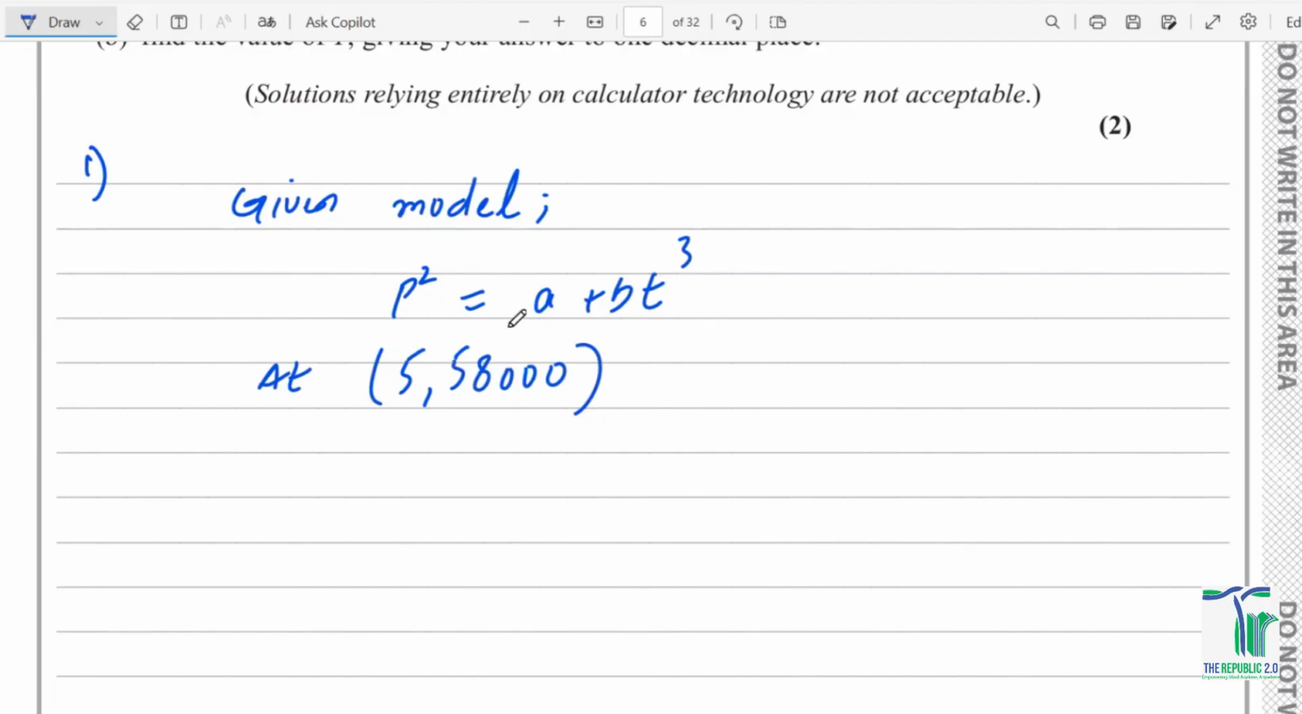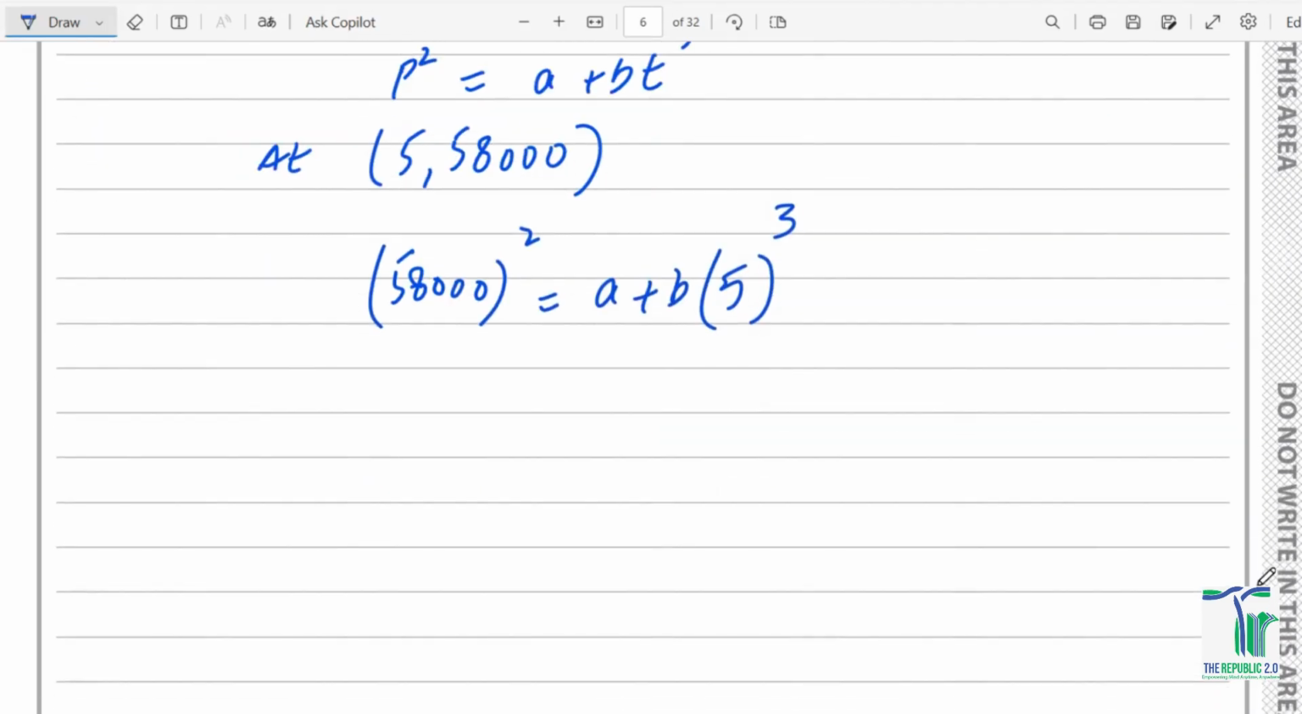I'm just going to plug this point into this equation, and I would be having 58,000 squared equals a plus b times t cubed, which is going to be 5 cubed. Once I've got these things, I'm just going to solve it down. The square of 58,000, or we can just simply keep it 58 as well, because the thousand was constant. So I would be having 58 squared, and that is going to be 3364 for now. I'm just skipping the 1000 part for now. And a plus 125b. That is your equation number 1.